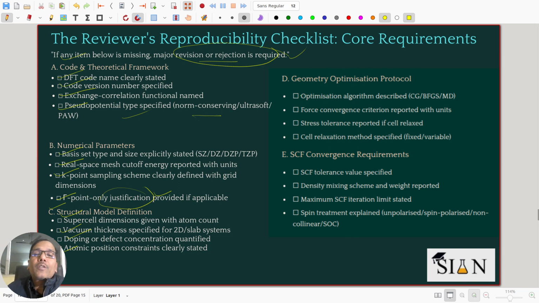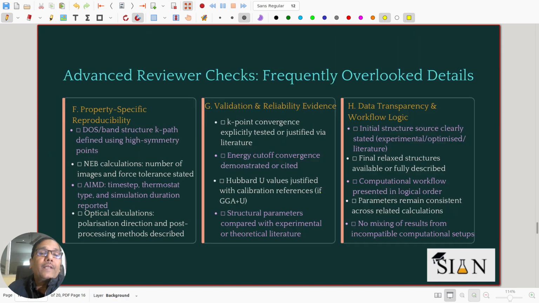D. Geometry optimization algorithm, conjugate gradient or molecular dynamics simulation type. Force convergence, stress tolerance, cell relaxation. SCF convergence, like SCF tolerance value specified, density matrix scheme, maximum SCF iterations, and spin treatment, polarized and unpolarized, for spin orbit coupling or magnetic properties analysis, if any.